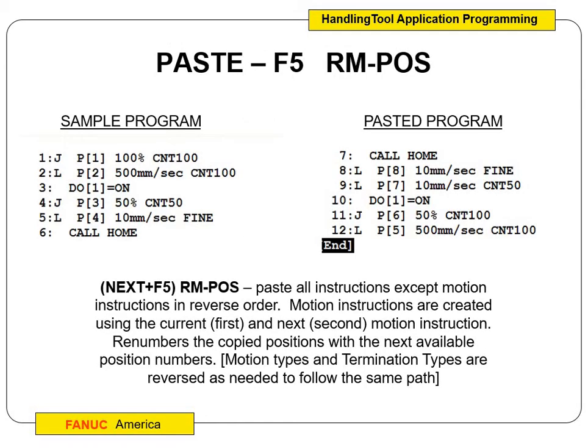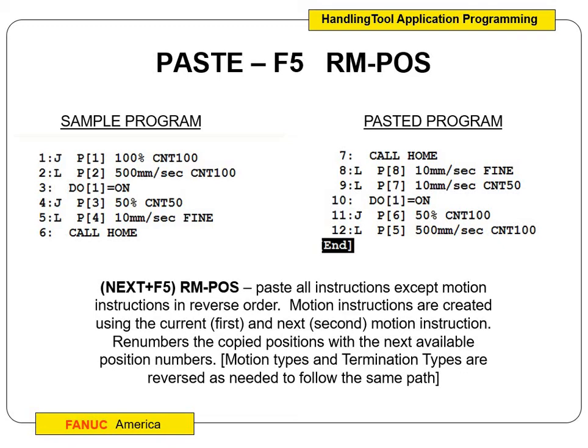So let's look at this one. It's still our same sample program on the left-hand side, lines 1 through 6. But now what did it do? Did it reverse them? So we'll try to compare some lines.